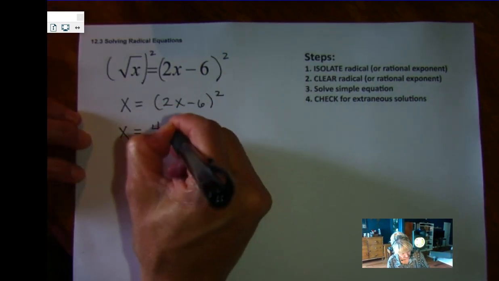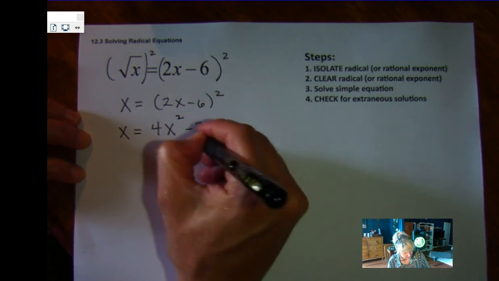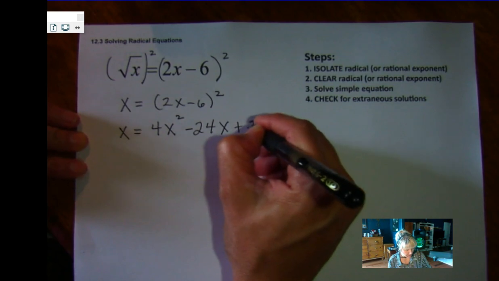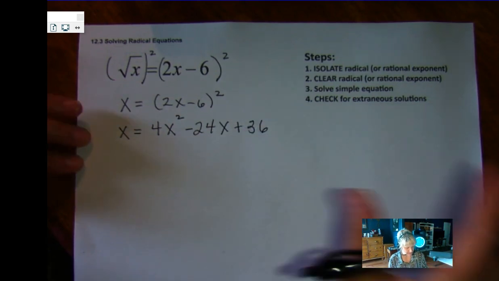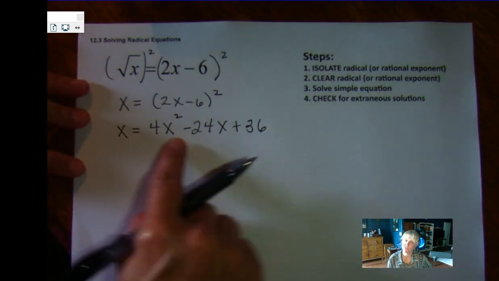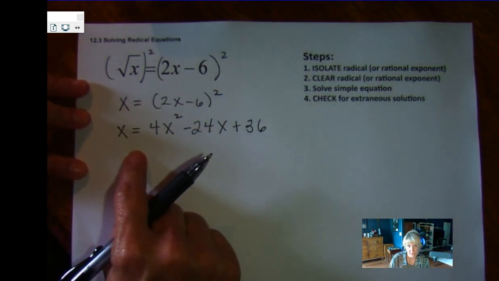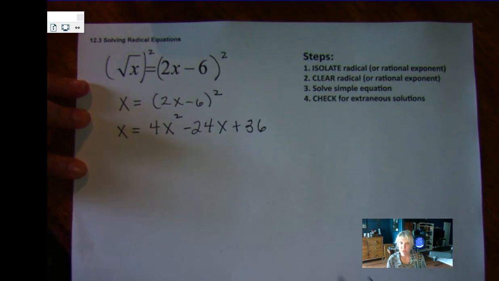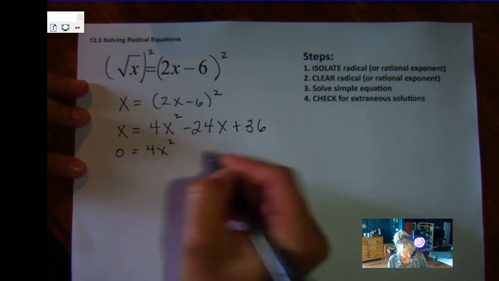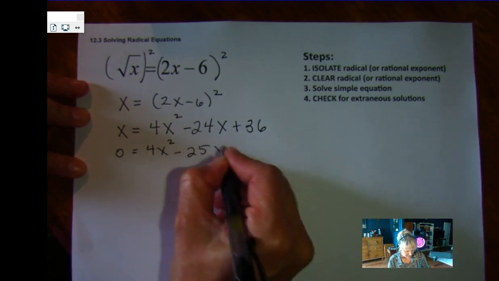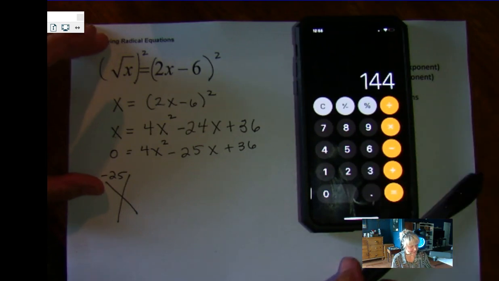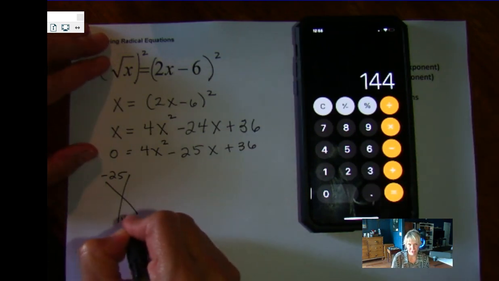When you FOIL this out, it is 4x squared minus 24x, and then the last part is going to be a positive 36. So we are going to solve a quadratic equation. In order to solve a quadratic equation, remember you have to set it equal to 0. So we're going to move that x over to the other side. 0 equals 4x squared minus 25x plus 36. 4 times 36 is indeed 144. So that's going to go at the bottom.